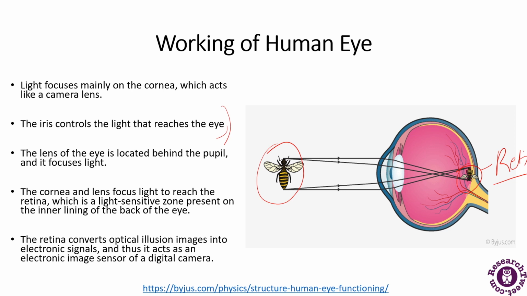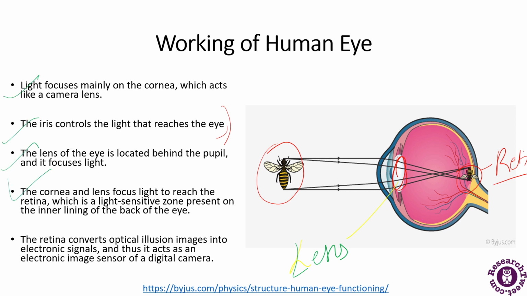The lens of the eye, you can see that this is the lens. The transparent sheet is the lens. The lens of the eye is located behind the pupil, and it focuses light. This lens helps the eye to automatically focus on near and distant objects, and also approaching objects, like an autofocus camera lens. So the eye functions exactly like the camera lens. It will autofocus, and then it will give the image.